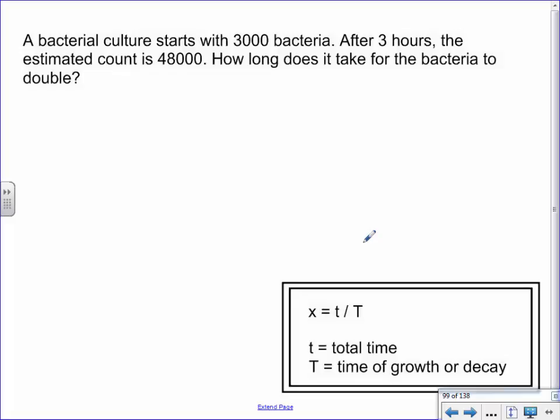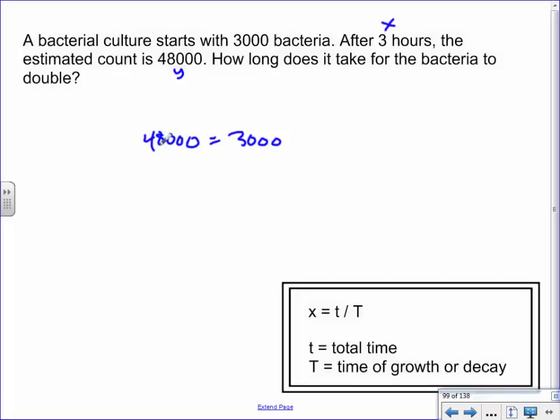You've got a bacteria that starts with 3,000 bacteria. Stop. What is that, 3,000? Yeah, if I write myself an equation, it means that we're starting with 3,000. After 3 hours, the estimated count is 48,000. Maybe I just have to tell you the first one here. The 48,000 is a fancy way of me telling you that this is your y value. At some point, you're going to have a y value of 48,000, and the time it's going to take is your x value. So in a way, I'm giving you the x-y coordinate pair.